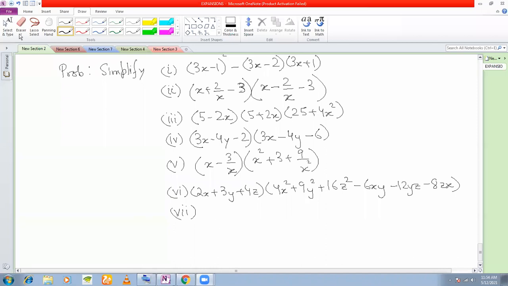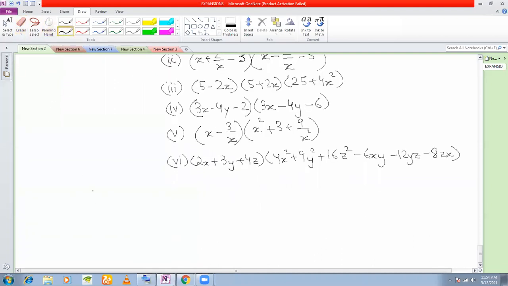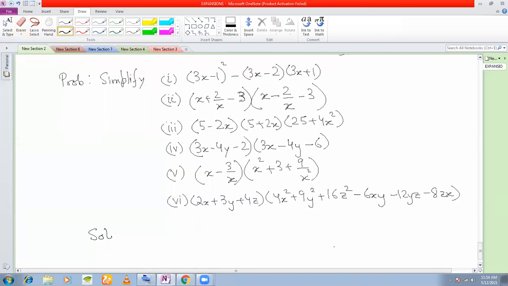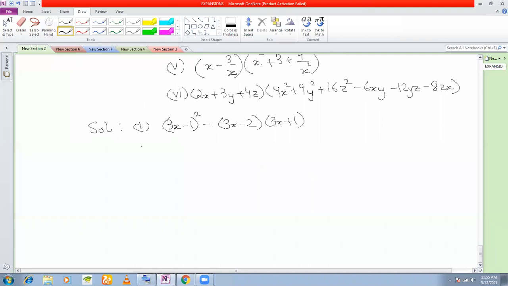Okay, this is it. Let us finish these 6 sums very quickly. Very, very easy sums. So, first one, you need to simplify 3x minus 1 whole square minus 3x minus 2 into 3x plus 1. Okay. Now we are going to use a minus b whole square to simplify the first one.